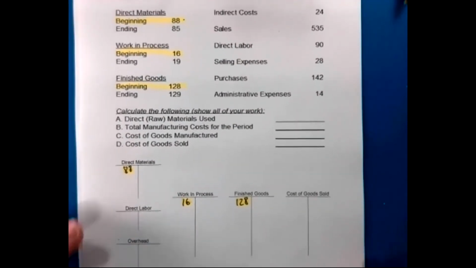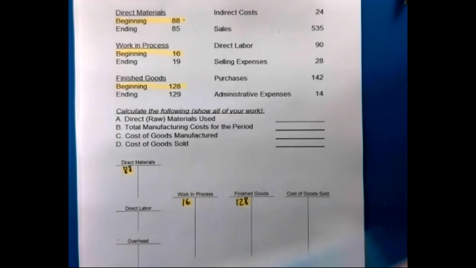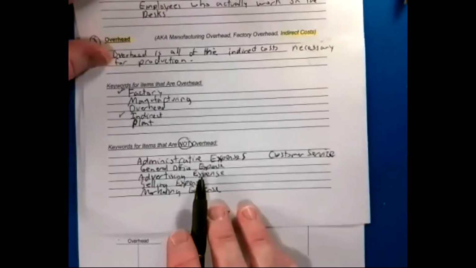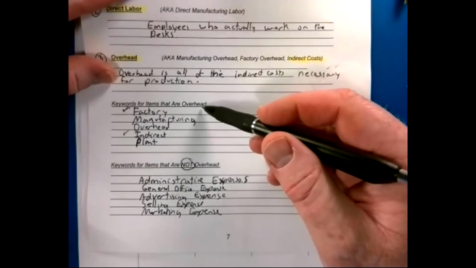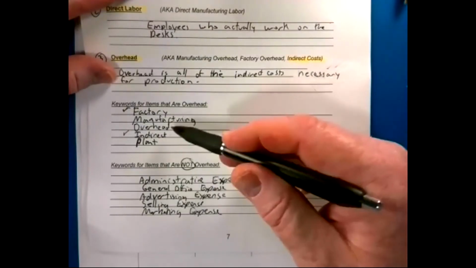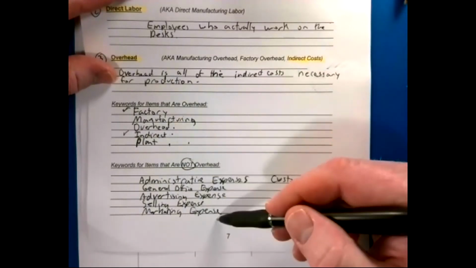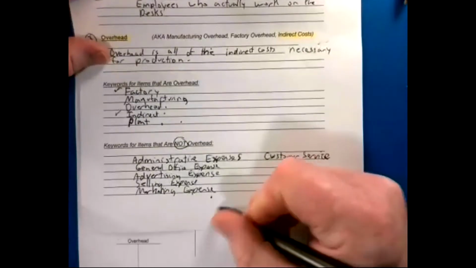Jump over to the other side. And let me see something here. I think this goes back to the first handout. You remember from this thing, things that are keywords for overhead: factory, manufacturing, overhead, indirect, plant. Those are all things that are overhead. These down here are things that are not. This is from page 7 of the handout.